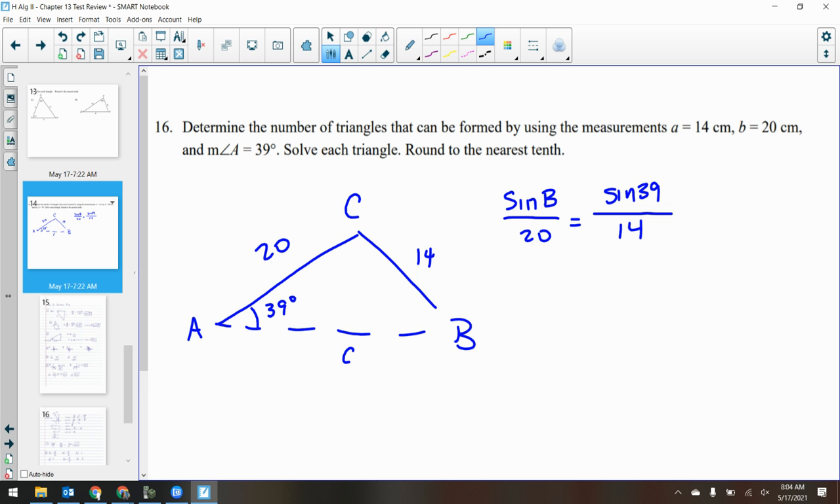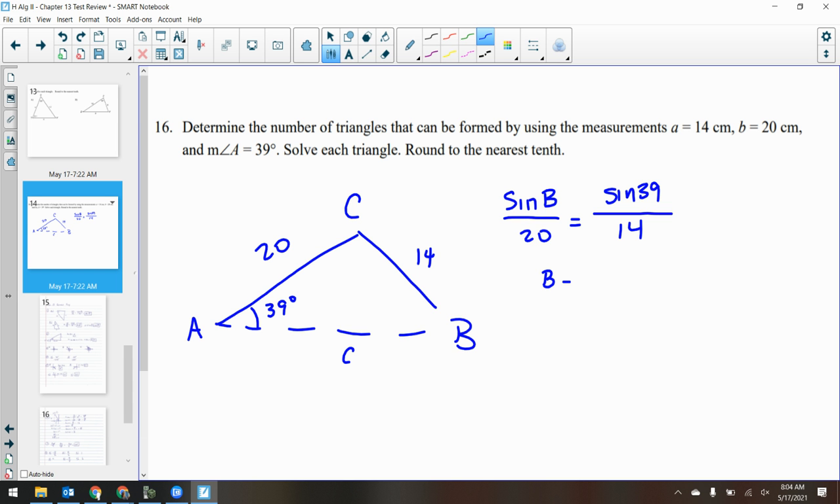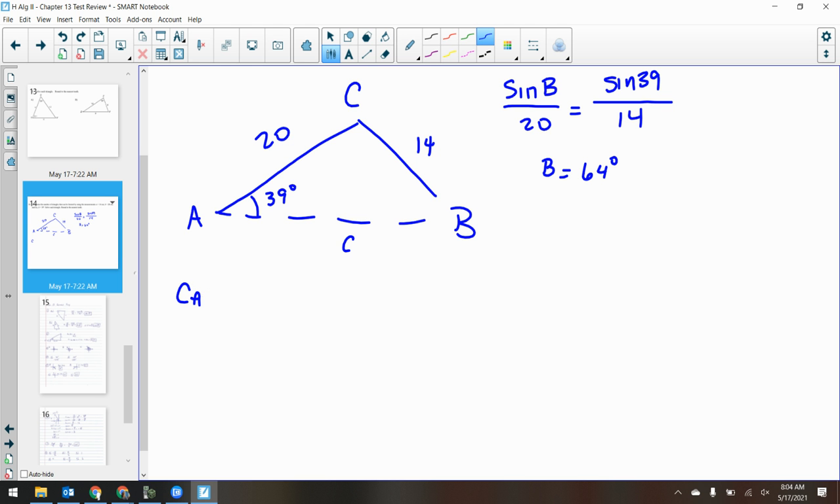Right? That's the only thing that we can find at this point. So we cross multiply and divide: 20 sine 39, we divide that by 14. So we get sine B is equal to that decimal. We take inverse sine of that decimal, and we get 64 degrees. So B is 64 degrees. Now, that tells me right away that there is at least one triangle. 0 triangles is gone. That's not an option anymore. So, case 1 exists. Its angle B is 64 degrees.